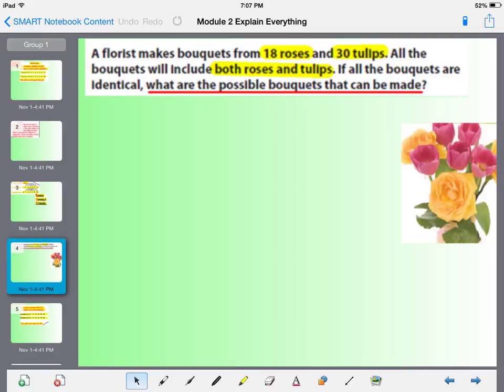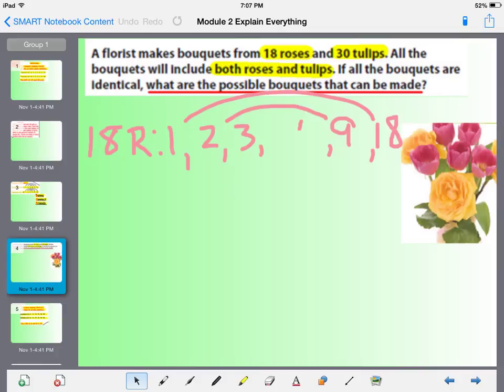So we're going to take a look at the 18 roses, and I'll put the R for roses. Let's start there. Remember, always starting with the number: 1 times 18, 2 times 9, 3 times 6. 4 is not going to work, 5 is not going to work, 6 will, but we're going backwards, so we have all the factors of 18. And what you're going to notice is the more and more that you do this, the more familiar you are with the factors and the easier this becomes.